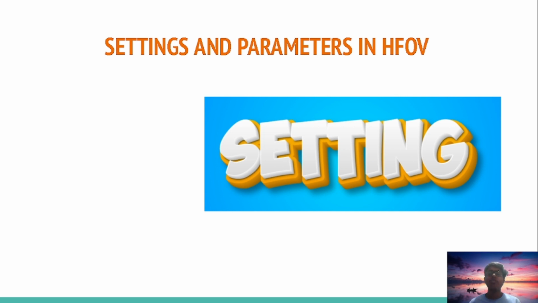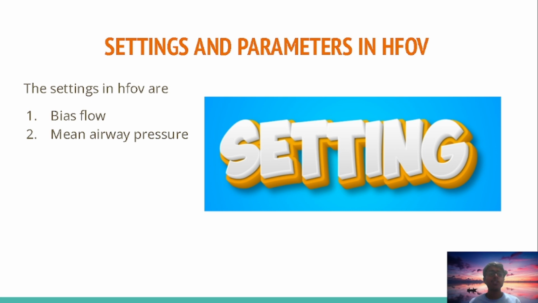And now, what are the settings in HFOV, we will see. Totally there are 5 settings. First one is bias flow. Second one, mean airway pressure. Third one, amplitude. Fourth one, frequency. Fifth one, inspiratory time.